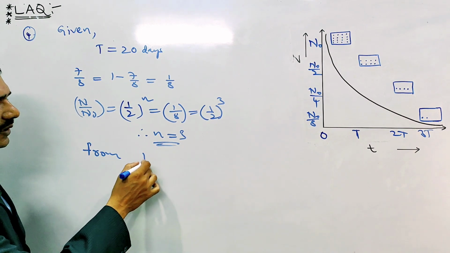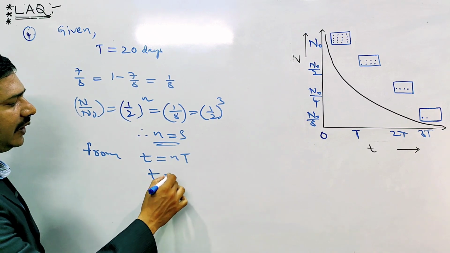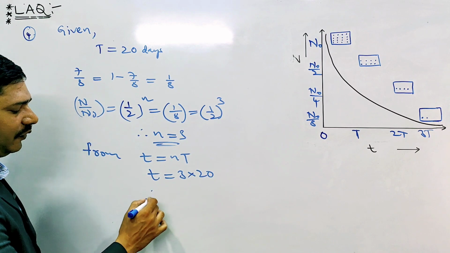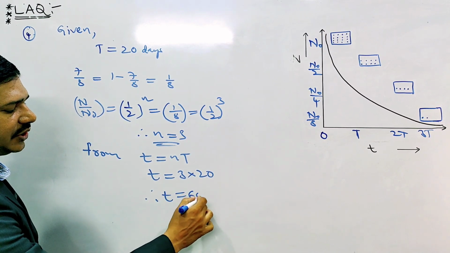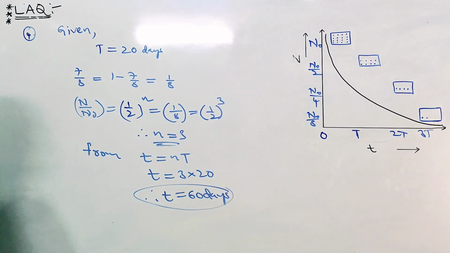Here, total time. From formula small t equal to what? n into capital T. Here small t equal to n, which is 3, into capital T, how much? 20. Therefore t equal to how much? 60 days. Therefore time t we got 60 days. Okay.